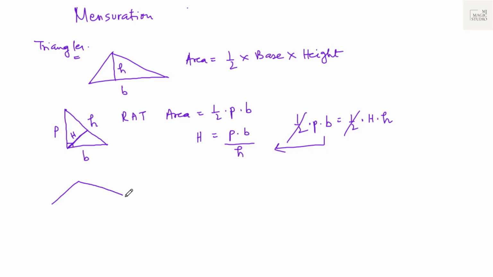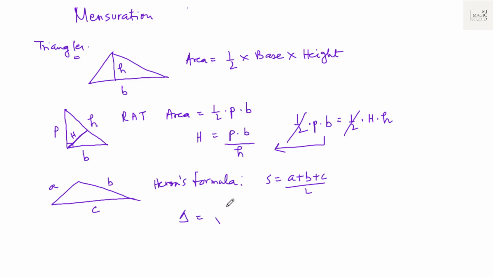Now in case of any other triangle where all 3 sides of the triangle are known, A, B, C, we can use our Heron's formula, which is again a very popular formula, where first you find the semi perimeter of the triangle, that is A plus B plus C by 2, and then the area of the triangle is given by root over S into S minus A into S minus B into S minus C.